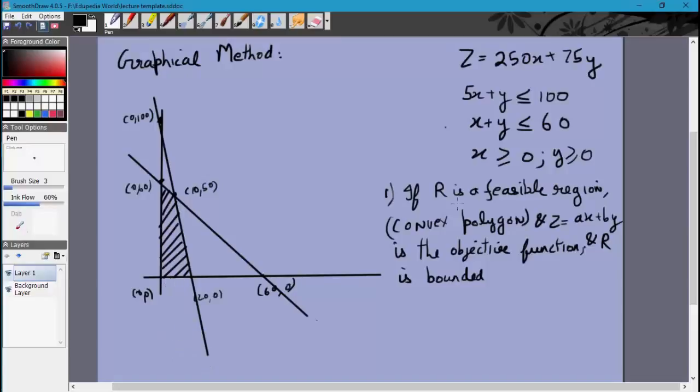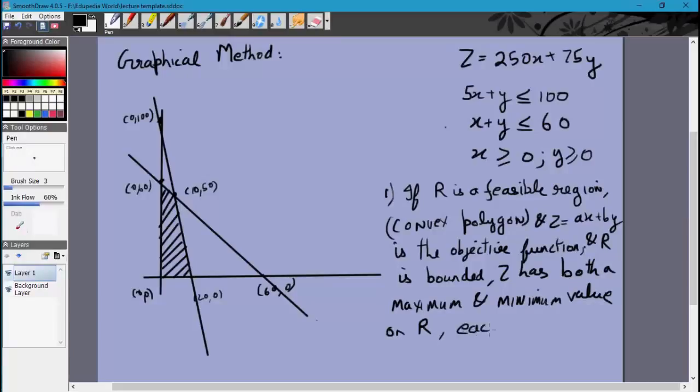So whenever R is a feasible region and it is bounded, then Z has both a maximum and a minimum value on R. Now this may not be true if the region is infinitely large, because then you may not have a particular maximum value. Every value could have a value bigger than that, right? But in this case, Z has both a maximum and minimum value on R. And the most important point of this theorem is that each of these occurs at a corner point of R.